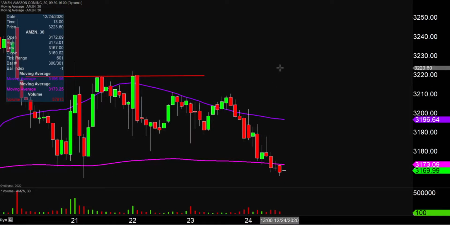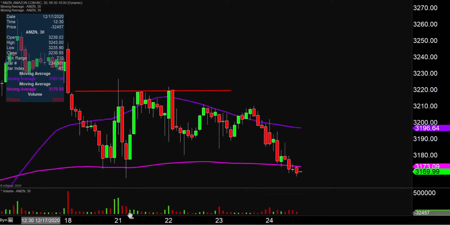Well, a rough way to end the week here for Amazon, as it's not like it crashed, but it's now breaking down through a very important technical level here, and I'll get to that in a second.